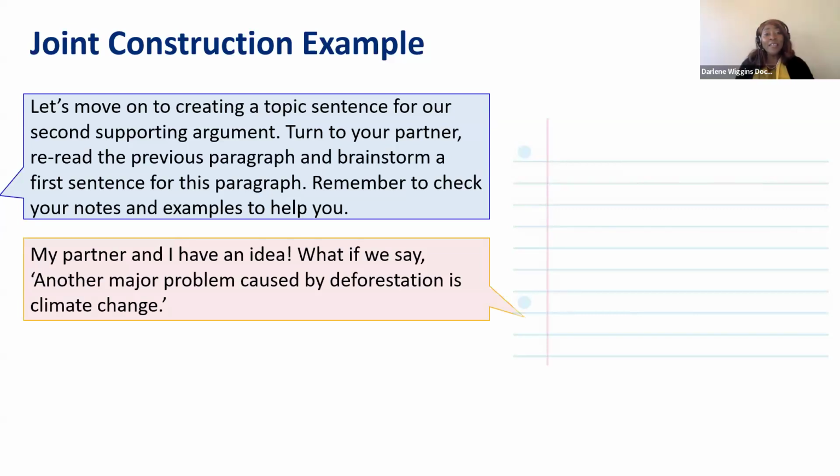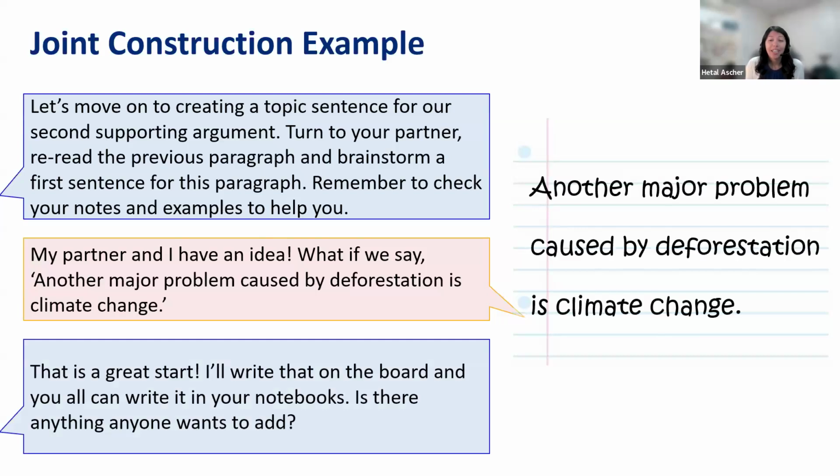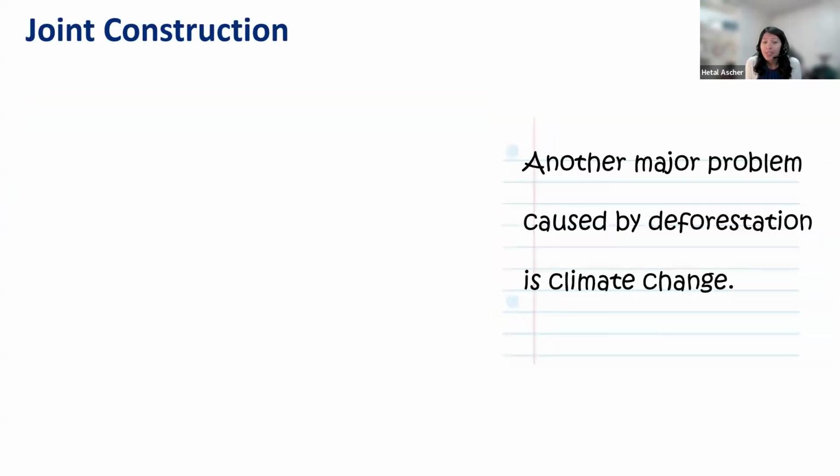My partner and I have an idea. What if we say another major problem caused by deforestation is climate change? Thank you, Darlene. That's a wonderful start. I'll write that on the board, and you all can write it in your notebook. All right. Is there anything anyone else wants to add or to change about this sentence? And then I would give students a little time to think here about what they might add or change.